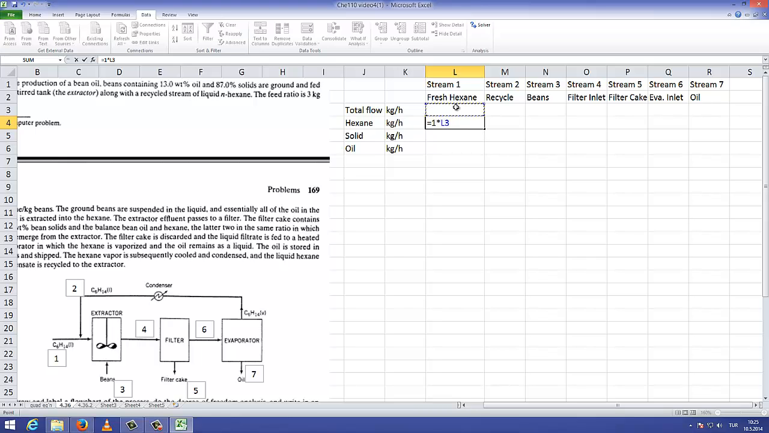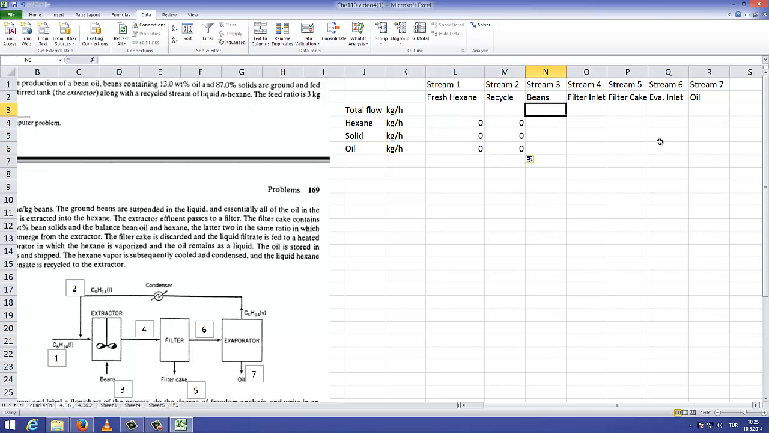Now, we don't know the inlet flow of the fresh hexane, but we know that it is 100% fresh hexane, 100% hexane. The rest is 0% solid, and it's also 0% oil. Also, I know the recycle is also 100% hexane. So 0% of the recycle is solid and 0% of it is oil.